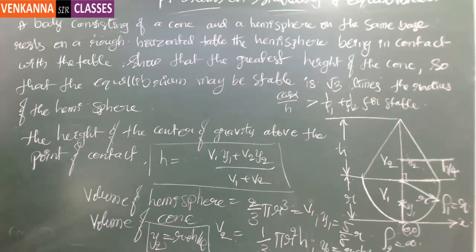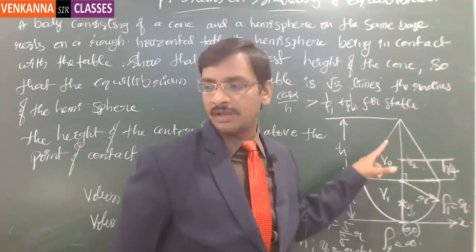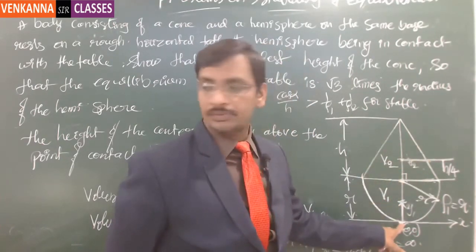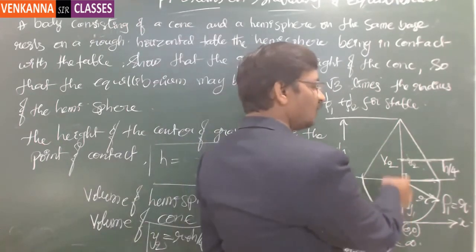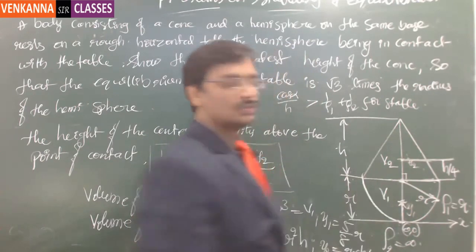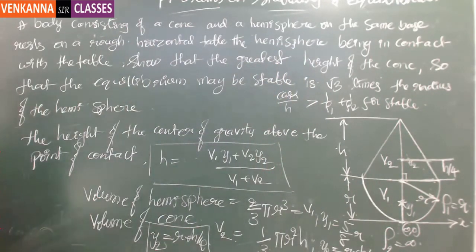So what do we mean by h should change? The h is nothing but the common body, the complete body center of gravity height from the ground. So this h actually, it won't be y1, it won't be y2, it will be somewhere in between these two. Got it, Vishal?